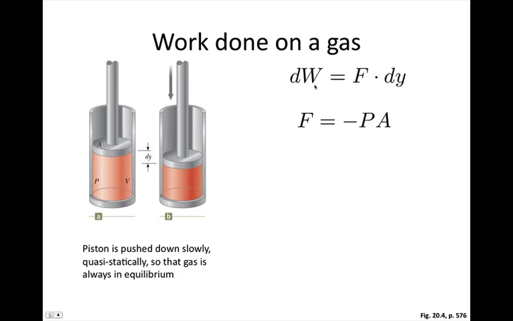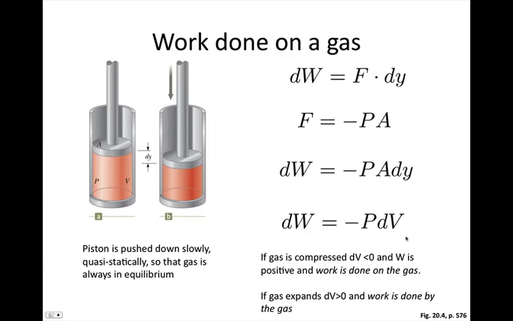So we have dW is equal to F dot dy, and F is equal to minus PA. We can just substitute into this equation, and we have that the work done is equal to minus PA dy. And now A dy, that's the surface area times dy, so that's the change in volume of the gas inside this cylinder. dW is equal to minus P dV.